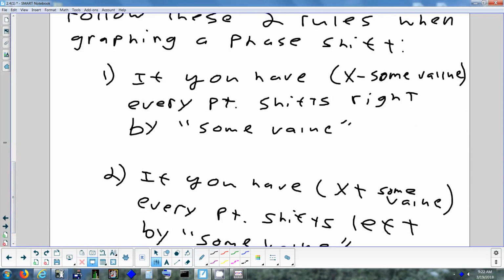And what makes it a little more confusing is out of the 4 transformations, 2 of them do the opposite of what you would expect. 2 of them do exactly what you would expect. Phase shift is one that does the opposite. So somehow you just have to remember, phase shift does the opposite.